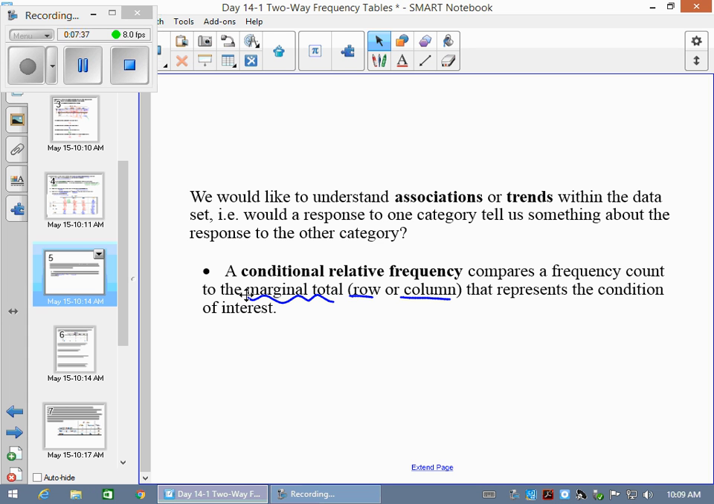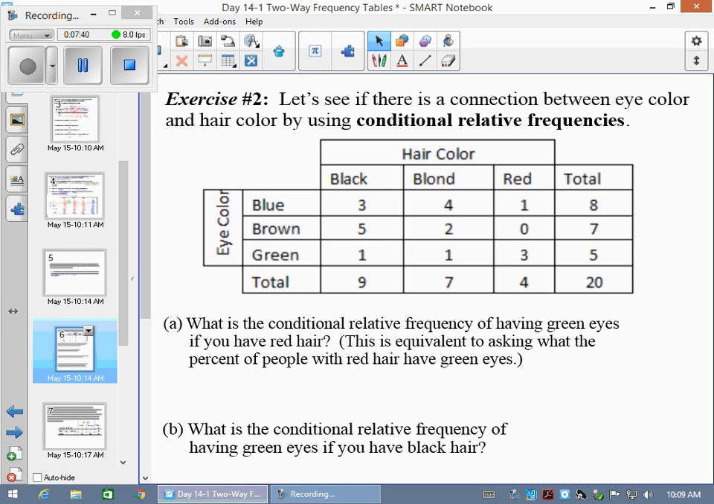So again, we're taking a look at exercise 2, but it's the same frequency chart we dealt with in exercise 1. But now we're going to talk about conditional relative frequencies. If we read through part A, it says, what is the conditional relative frequency of having green eyes if you have red hair? They wrote in parentheses, equivalent to asking what percentage of people with red hair have green eyes. So what they're saying to us right now is, okay, how many people that have red hair, which I can see here there are 4 people that have red hair, also have green eyes.